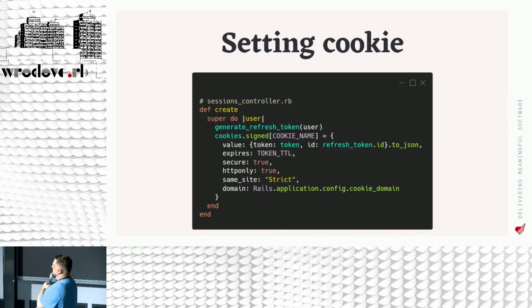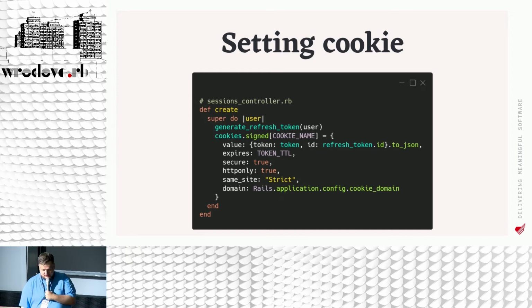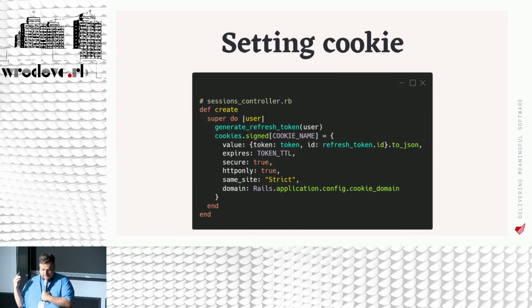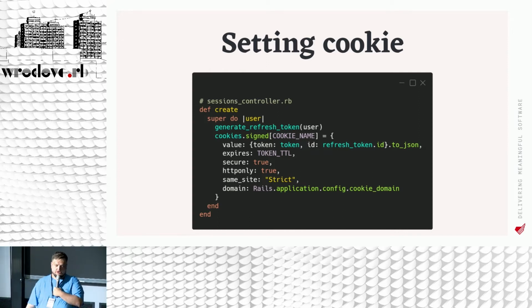As I said, cookies are easy. That's all you need to set a cookie in Rails. Basically, you provide the name, the value, when it expires, and then some flags. I recommend secure, so it doesn't go over HTTP. HttpOnly, so it is not accessible from JS. SameSite strict, so it's only sent to the API, never anywhere else. And, well, you set the domain which sets the cookie.